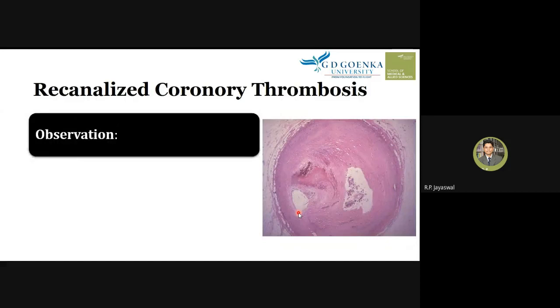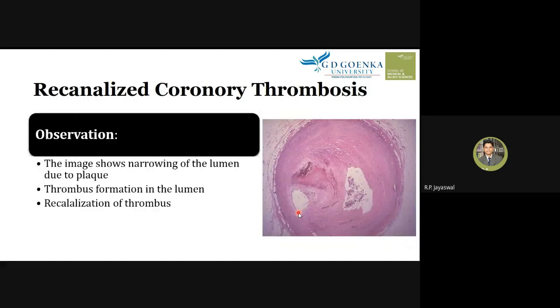The observation we can write here is that the image shows narrowing of the lumen due to plaque. First of all, we can see plaque formation surrounding the inner lining of the blood vessel, and thrombus formation in the lumen. This much area is thrombus. Then inside the thrombus, recanalization takes place, where we can see two canals which have developed through the thrombus.